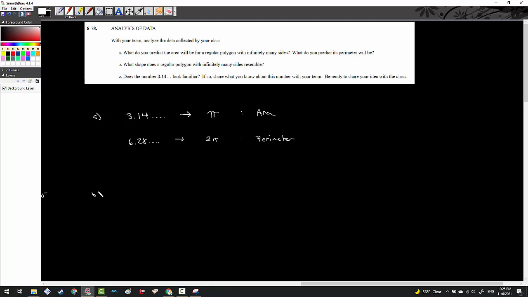It says, what shape does the regular polygon with infinitely many sides resemble? Obviously, I just kind of spoiled that. It's going to be a circle. And then does 3.14 look familiar? We just talked about that a few seconds ago. 3.14 is equal to pi. And then 6.28 is equal to 2 pi. Okay, let's move on to the next question.